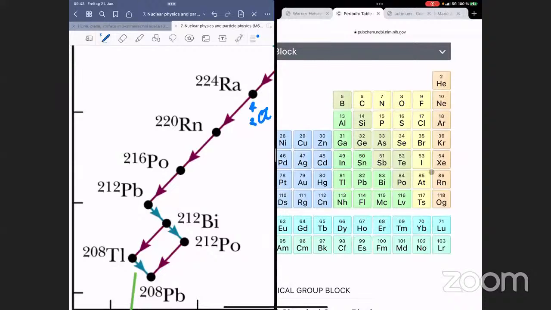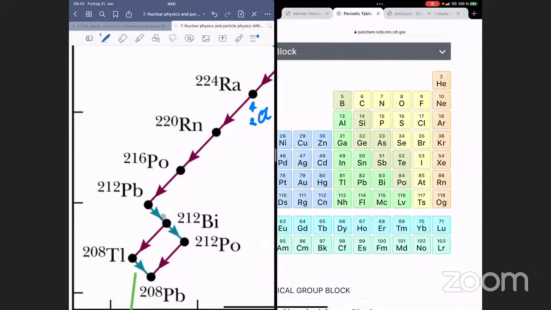Right, bismuth has to go back to the left-hand side by 2 steps. 1 and 2. We arrive at thallium. Thallium 81, that has 208 nucleons. This is the first way for the bismuth 212.